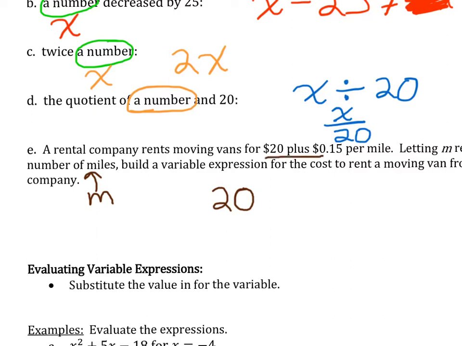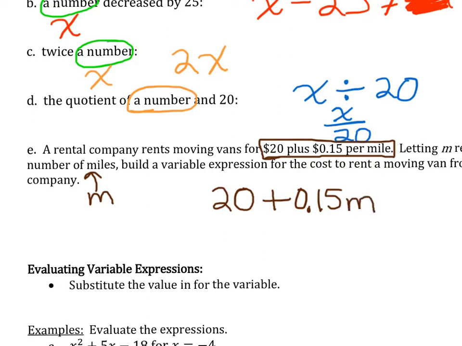And then it's going to be plus 15 cents per mile. Well, plus, that's addition. And when I say per mile, that means for every single mile that I go, I'm going to have to add another 15 cents. So if I go 1 mile, that's going to be 15 cents. If I go 2 miles, that's going to be 15 cents plus 15 cents, or 2 times 15 cents, which is 30 cents. If I go 3 miles, that's going to be 3 times 15 cents. So if I put all that together, it's going to be 0.15 times the number of miles, and my miles is given by m.